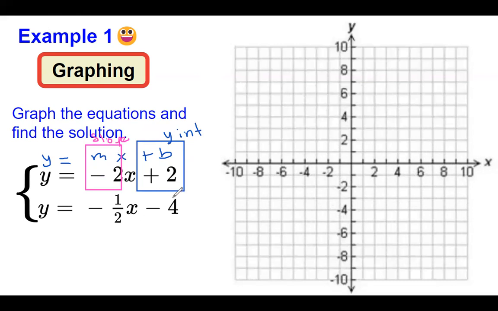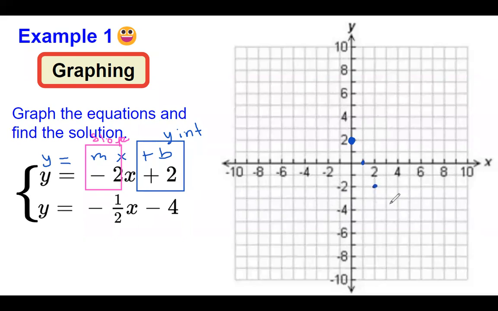What's my starting point? At 2. So let's graph it at 2. Let me do this in blue. And what is my beautiful slope? Negative 2. So therefore, I'm going to go up or down? Down. 1 or 2? 2, and then to my left or right? To the right. 1. Down 2.